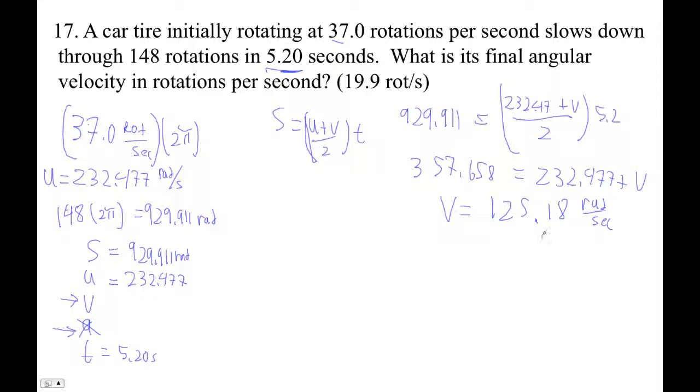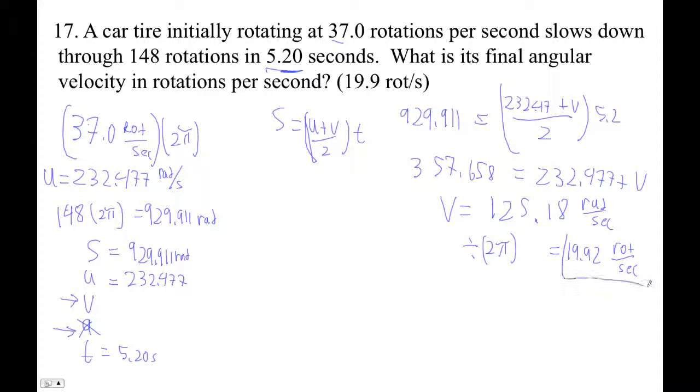If I want to know rotations per second, I've got to divide that by 2 pi. Be careful when you divide by 2 pi, because every 2 pi radians is a rotation. You have to put it in parentheses: divided by parentheses 2 times pi, right parenthesis, is 19.92. And that's rotations per second.